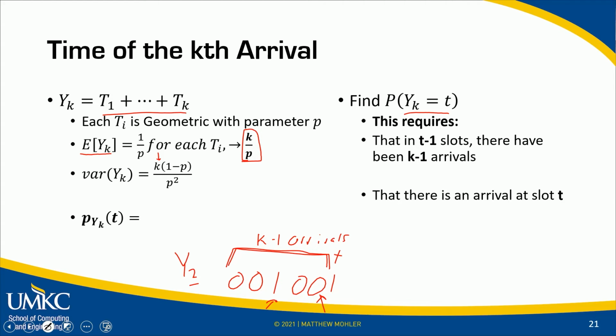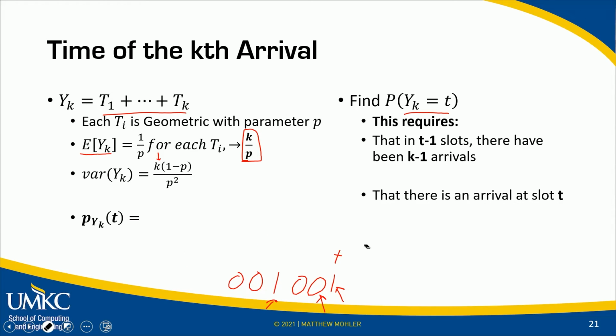The second piece that we're concerned with is maybe the more obvious piece, and that is that there is actually an arrival, that there is a 1 or a success at the tth slot. So we would say that this must be a 1. What we're interested in is finding both of these probabilities. It's probably worth remembering that because this is a Bernoulli process, the probability of each individual slot must be independent from that of all other slots. Therefore we can just multiply these two probabilities together in order to get our total PMF of Y sub k.